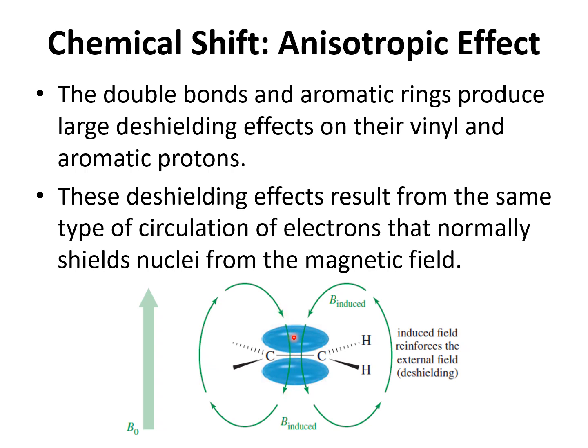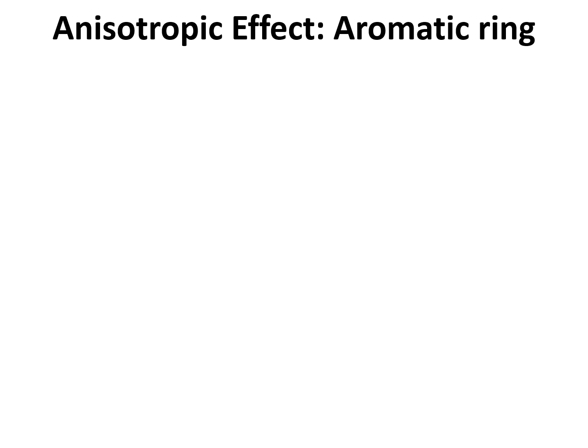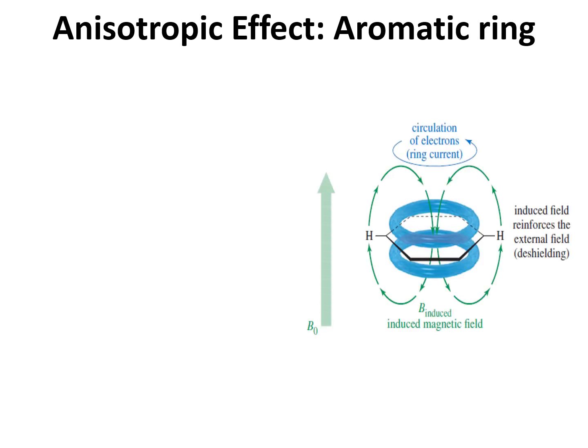It is going in opposite direction with respect to the direction of external magnetic field. That means they are opposing each other. That means there is de-shielding, the value is going to increase. That is the reason that when we have aromatic ring or some pi electrons, then their chemical shift values are higher. So let's see the example of benzene ring.